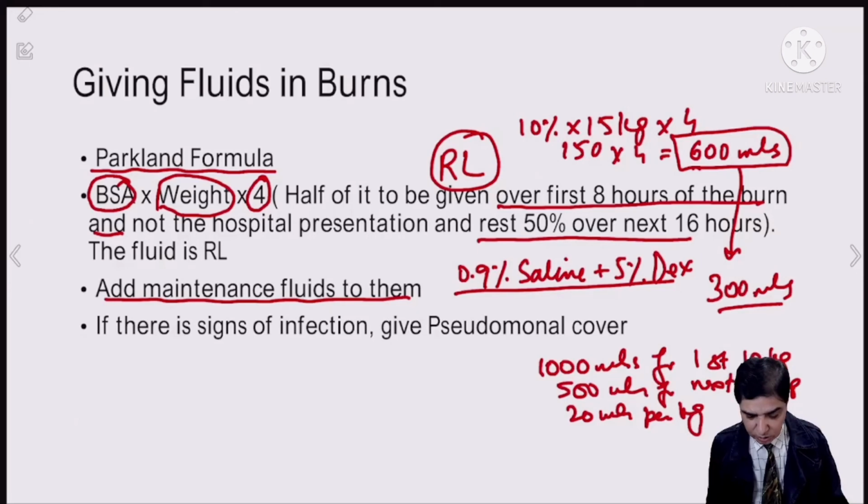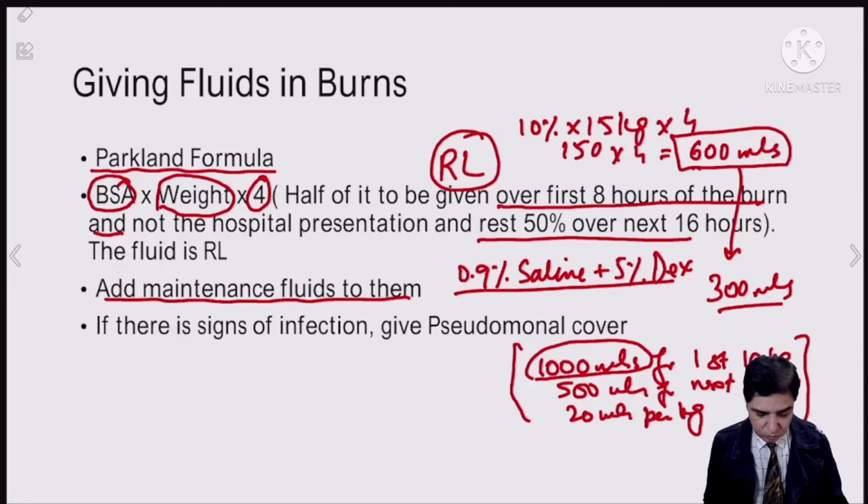So if a child is, let's say, 15 kg, he would have 1000 mils plus 50 per kg for the extra 5 kg, so 5 times 50 would be 250. So he would need 1250 mils over a 24-hour time period. This is how you would calculate the maintenance fluid. So we have to give them the resuscitation fluid as well as the maintenance fluid if the total skin area burnt is greater than 10%.